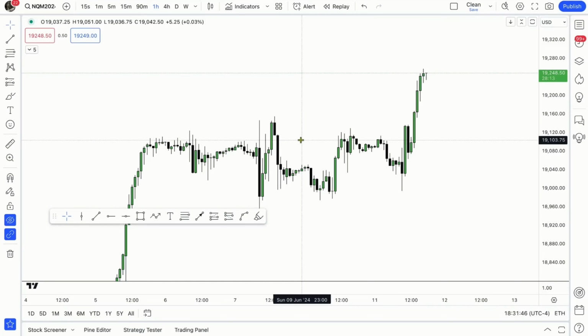Here we are on the hourly chart of Nasdaq, and what I want to share with you is some framework behind the trade that I took, because in my recording, I did not record the higher time frames. I simply recorded the lower time frames, and that was it.